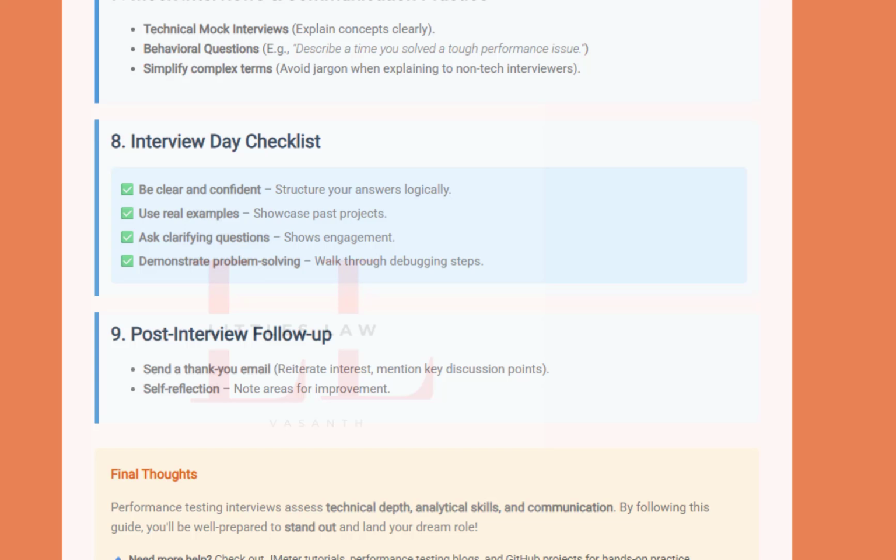Reiterate your interest in the position and company. Reference key discussion points from the interview. Mention a specific tool, challenge, or project that you discussed to personalize your message. Express your gratitude for the opportunity and the interviewer's time.